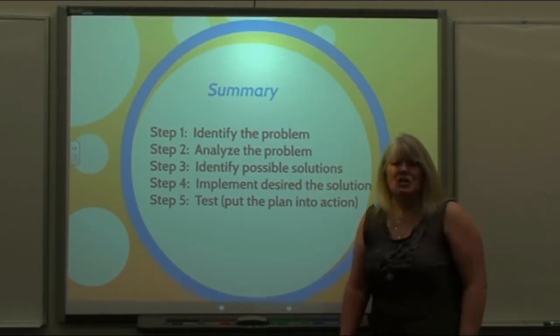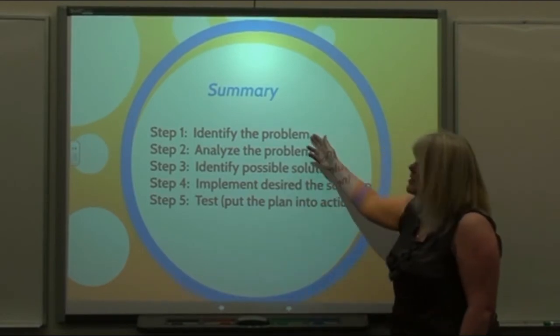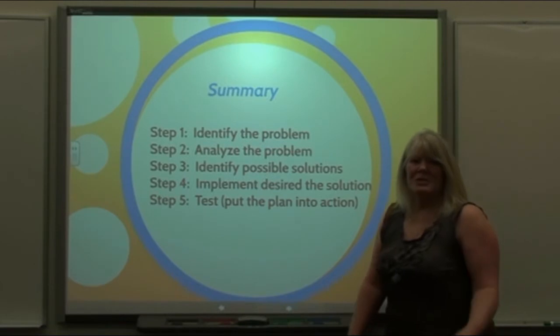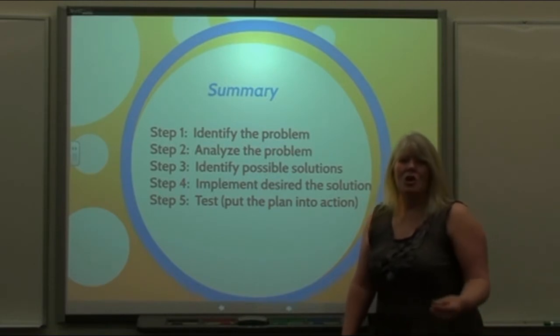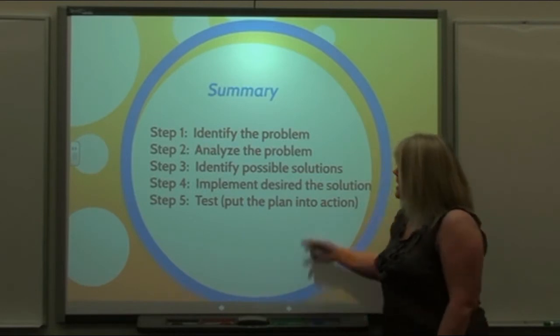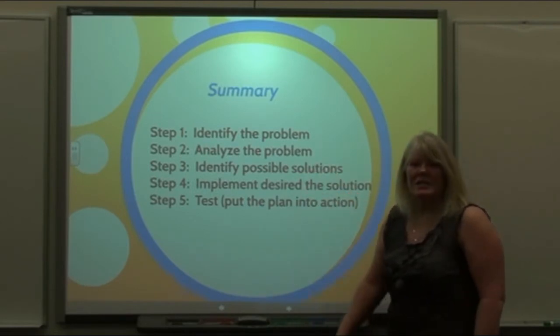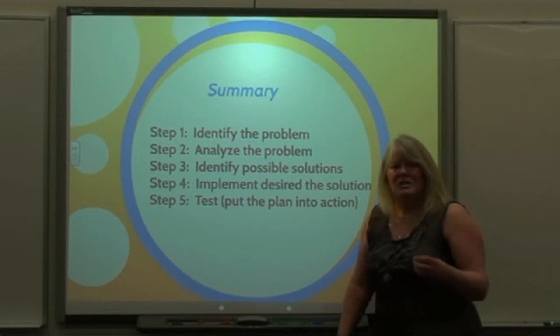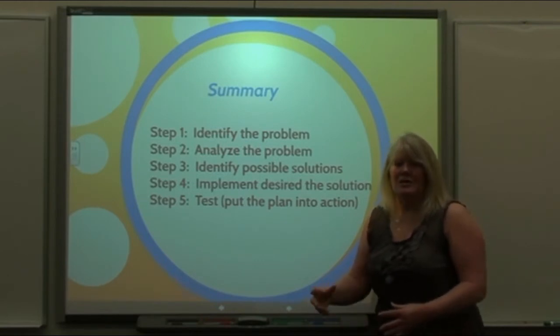So in summary, let's just review. Step 1, identify the problem. This is where we find out what the problem is, what it's affecting, and what we want the possible outcomes to be. Step 2 is to further analyze the problem. This is where we're going to define it further down and come up with some possible outcomes that we want.